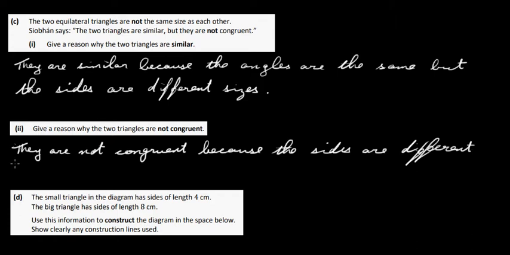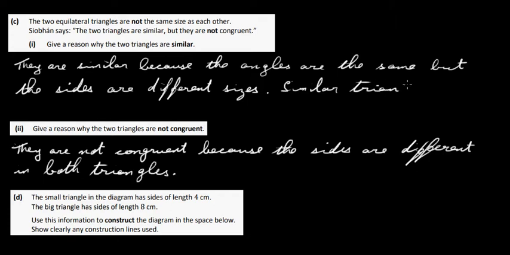So the sides are different in both triangles. So similar triangles are equiangular.